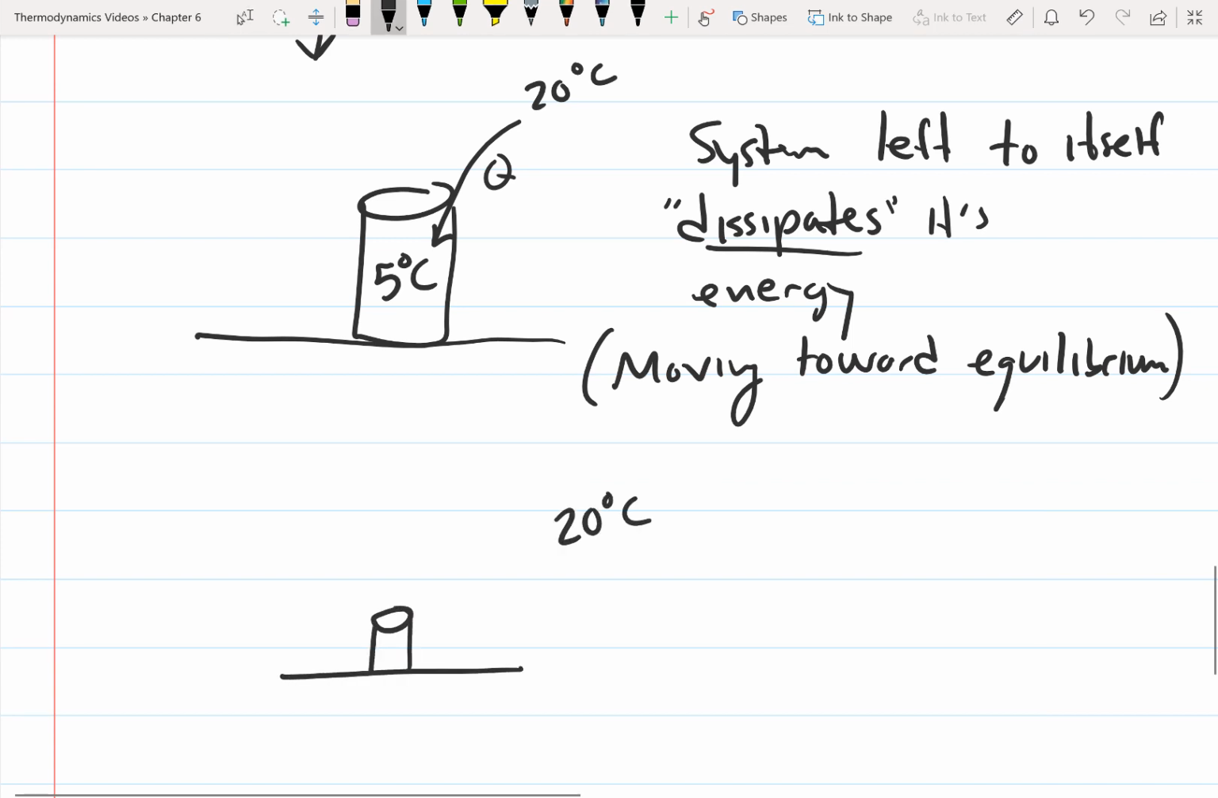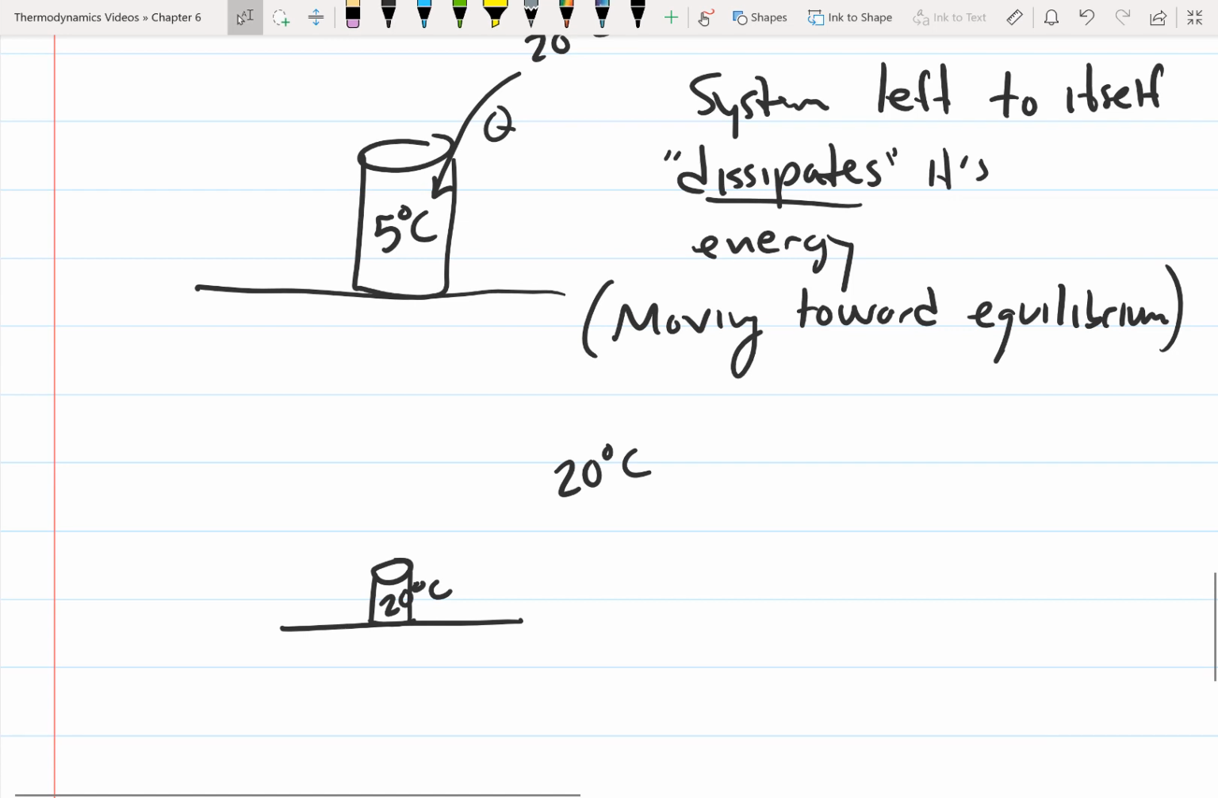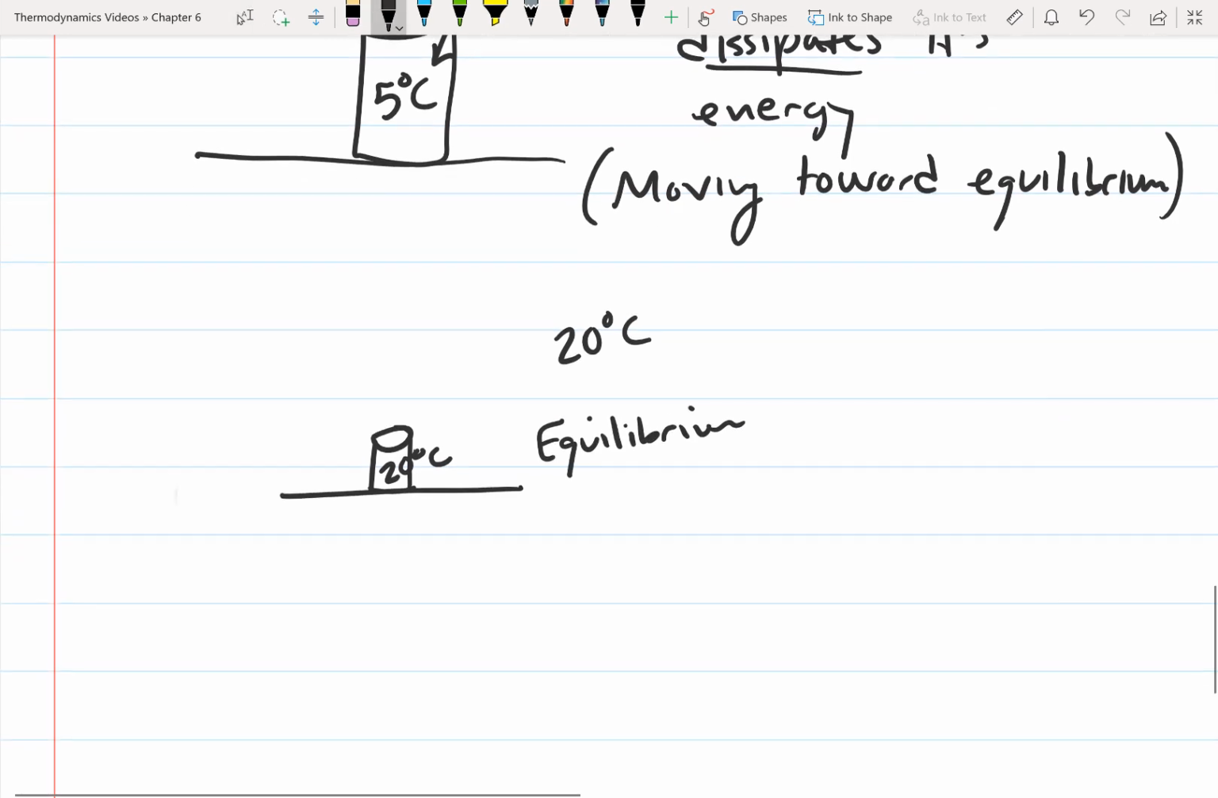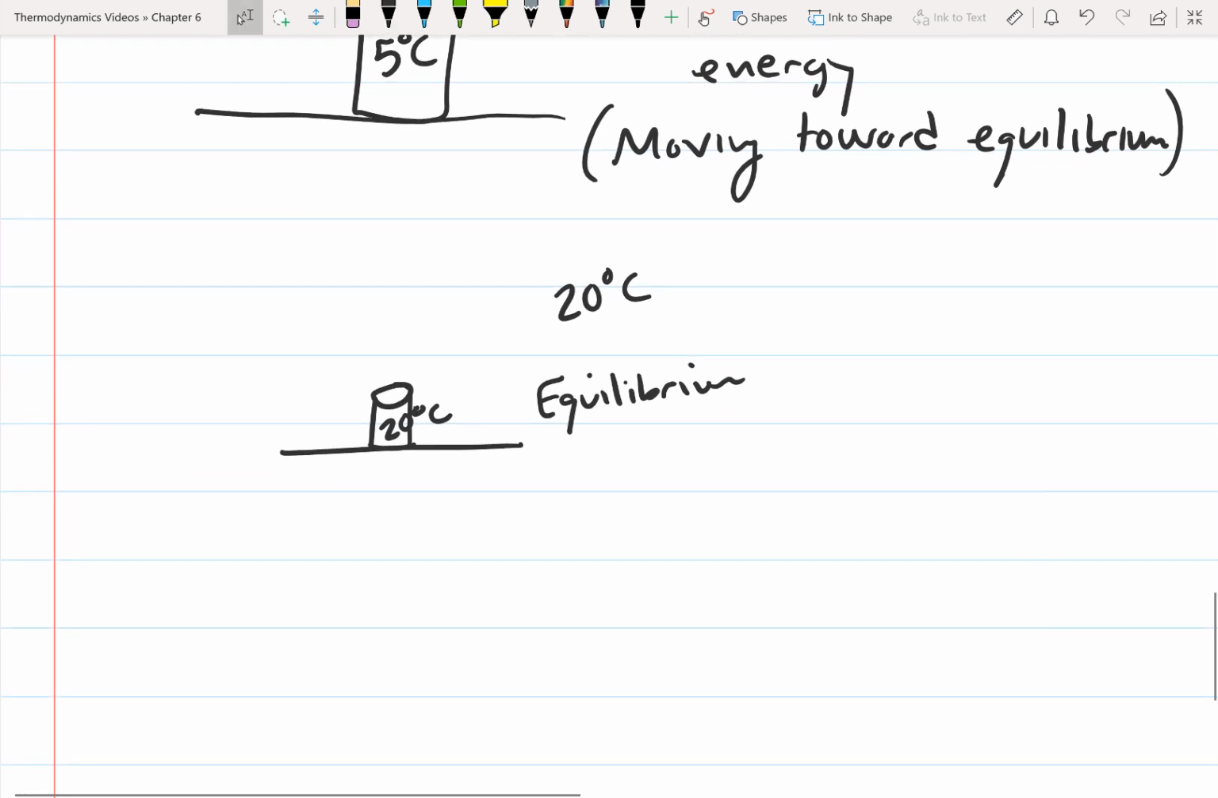And I'm assuming the room is a reservoir, so the temperature of a reservoir isn't going to really change when it loses heat, because the room is so big compared to the soda. So eventually the soda is going to be at 20 degrees Celsius as well, and this is going to then be in equilibrium.